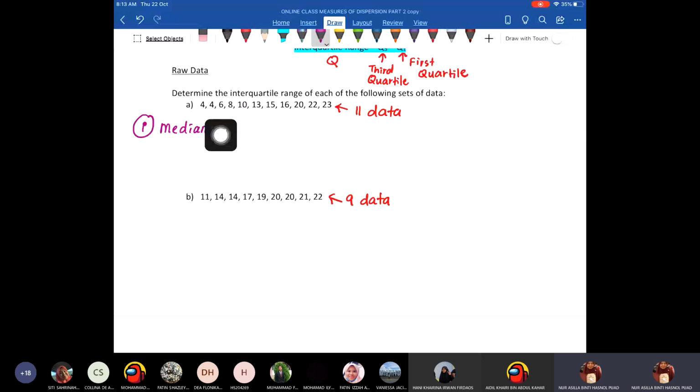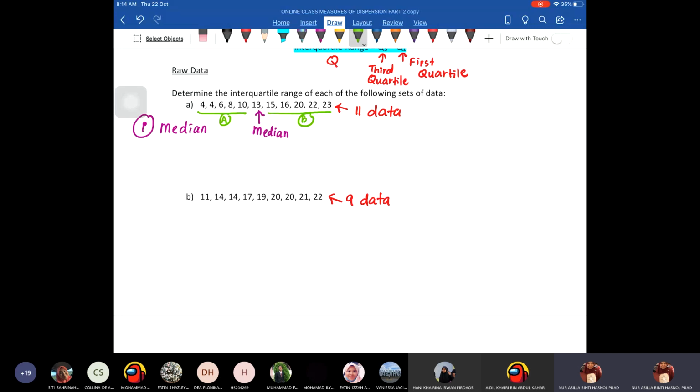So now if you have 11 data, of course, the 6th data will be your median here. Okay, so this is my median. Now we're going to focus. Median will be our breakpoint. We will break it here. So there's 1 and then 2. I'm going to break it into 2, my group A and group B.